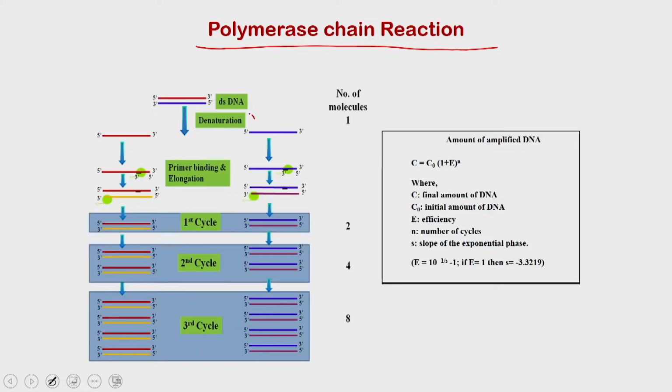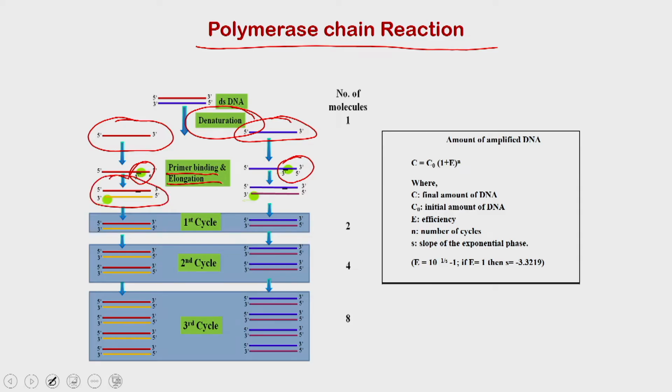One is the denaturation. In the denaturation step, the template is going to be broken down into the individual strands. Then you have the annealing step. In the annealing step, your primer is going to bind. So, the forward primer will bind to this, the reverse primer will bind to this, and then you have an elongation step where, with the help of the primer and DNA polymerase, the next strand is going to be synthesized.